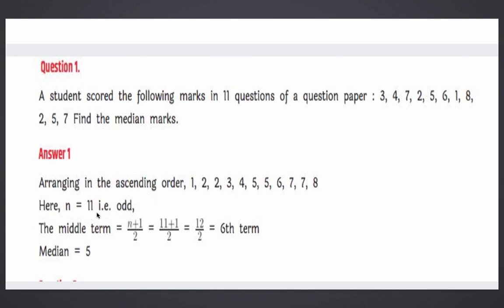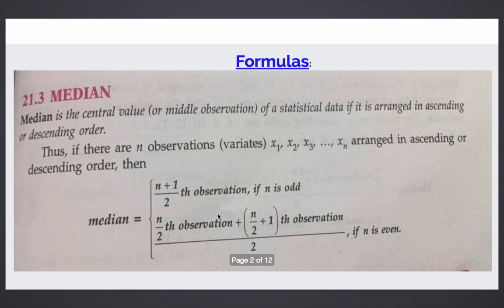So n is equal to 11. Is it odd? Yes, it is odd. So for odd, what's the formula? (n plus 1) by 2th observation. Students, at times you people do this. (n plus 1) by 2, so (11 plus 1) by 2, that is 12 by 2, that is 6. 6 is the answer, ma'am? Median is 6? No, the formula here gives that particular observation.